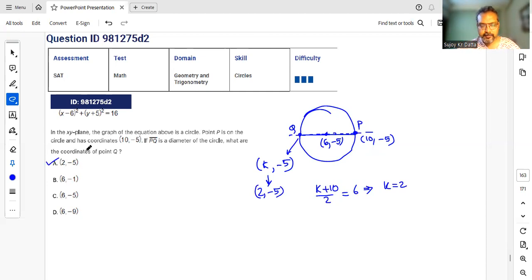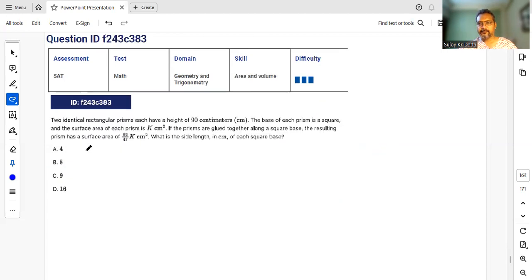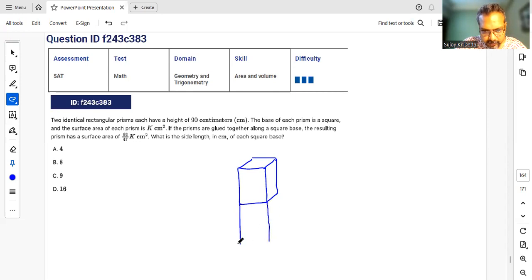Let's move on to the next one. This one is saying that there are two identical rectangular prisms, something like this. They have a height of 90 centimeters and the base is a square. So let's draw like that. The surface area of each prism is K. The prisms are glued together along a base. So you have got another prism attached along the base like this.